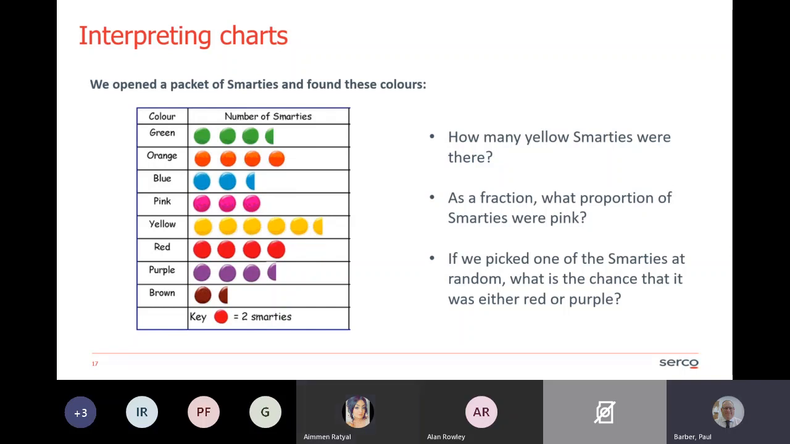So a pictogram and a pictograph pretty much mean the same thing. You probably won't have to label what it's called, but you may have to take information from it.